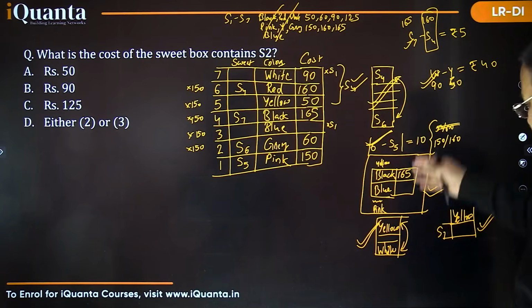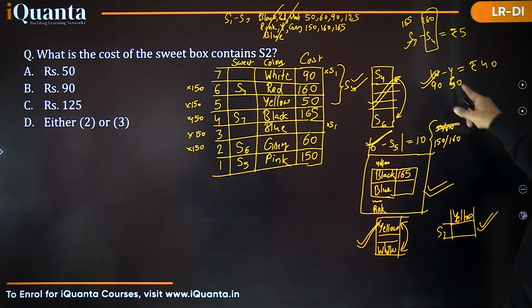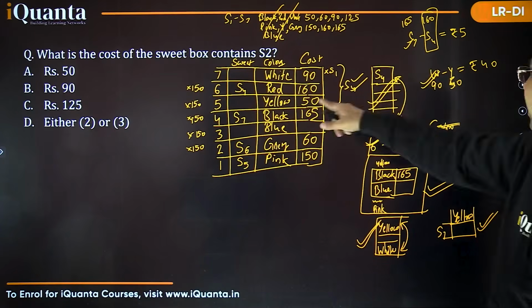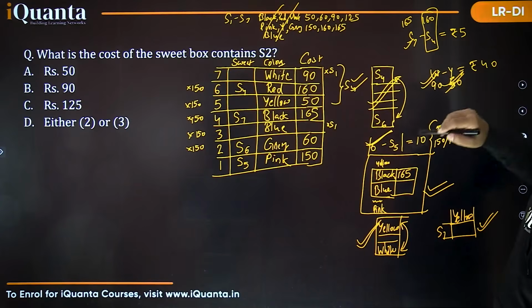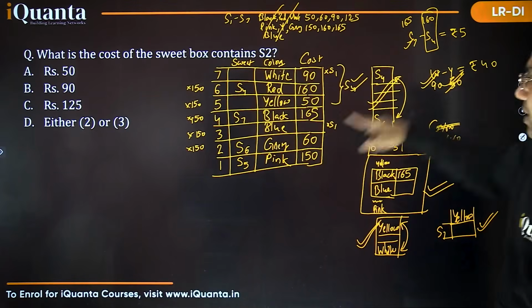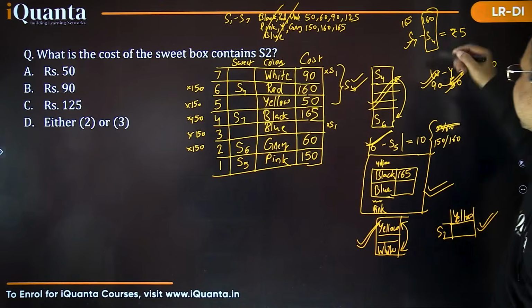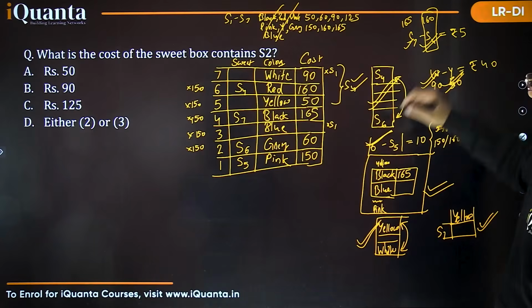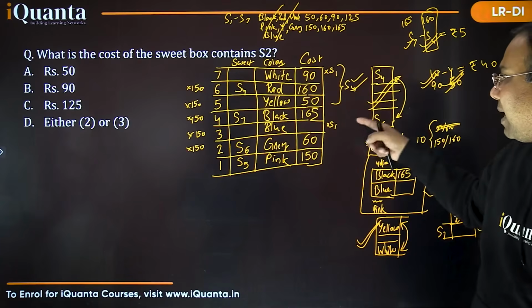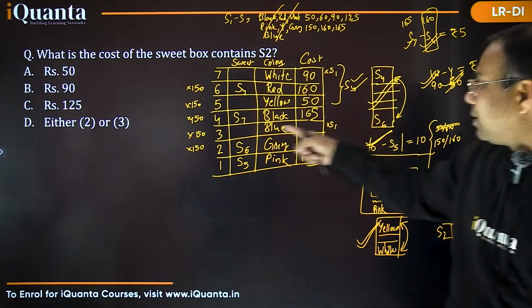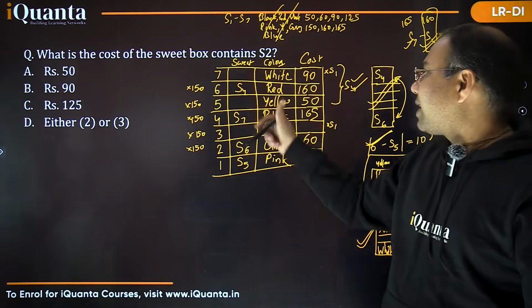So this is done, this is done, this is done. Everything is done, I guess. Y50 was done earlier, so Y50 is also done. And 160 S4 is also done. Now which is remaining? S4 is done, S1 is remaining. S1 is not here, S1 is not here. So this is certainly S1, right?